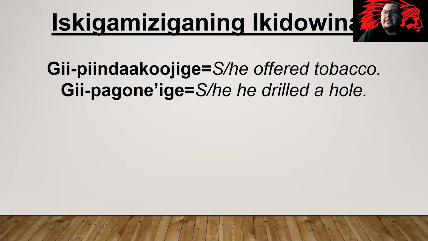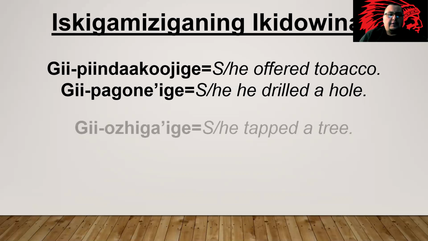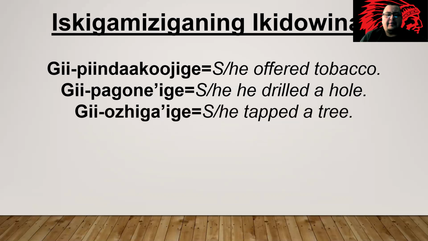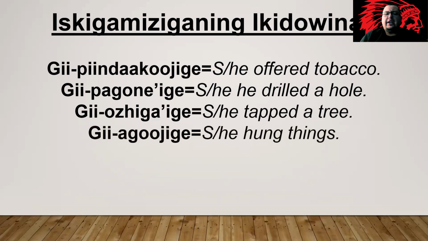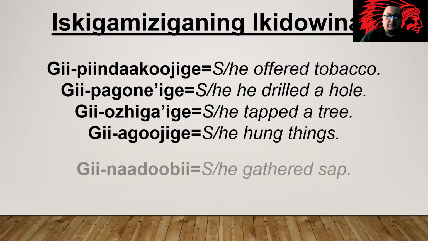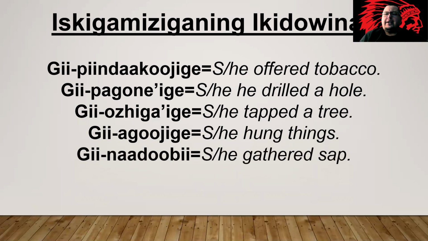You're explaining the process to somebody when something already happened prior to you talking to them. So, gi ojiga ige. She already tapped the tree. Gi agujige, she hung things. She hung the bag or the bucket. Gi nadobi, she already gathered the sap.